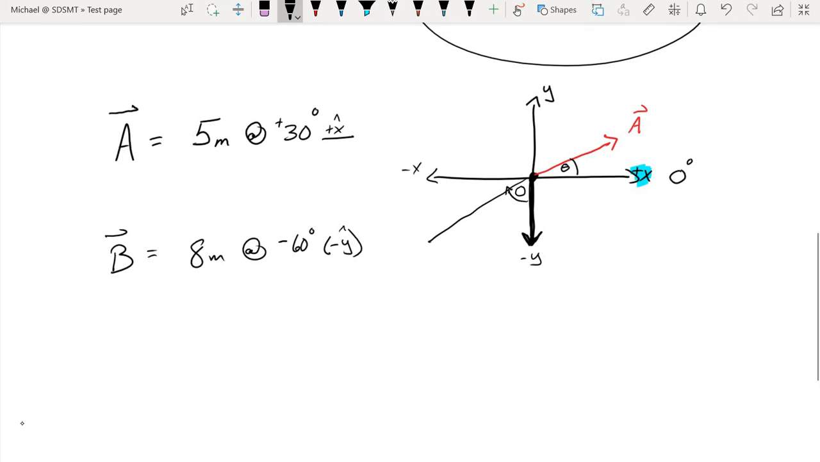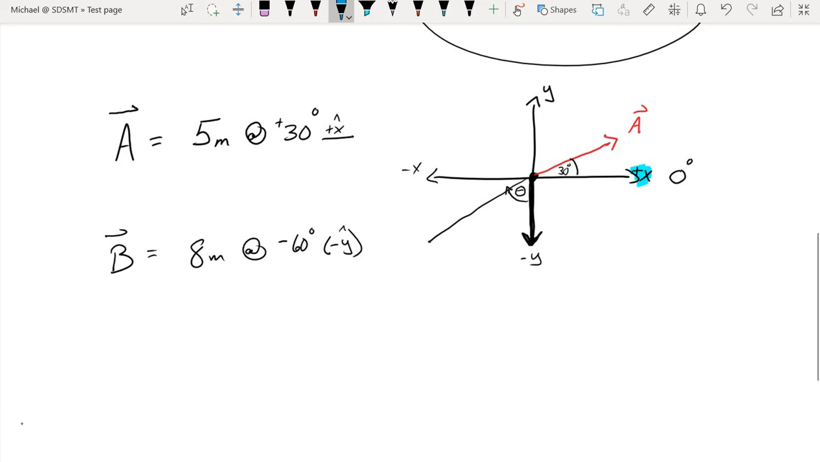So this angle measurement right here is 60 degrees in the negative direction. I'm going to get rid of this one here so we don't make the mistake of thinking that those angles are the same. I'll go ahead and put the 30 in there. So there's the angle measure.